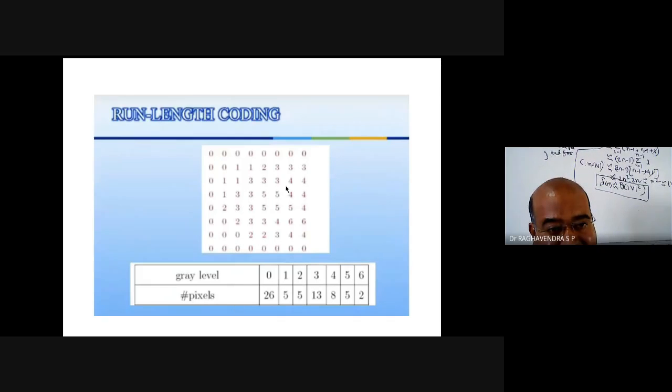You can see here there are 4 fives here, and there may be another 5 somewhere. Okay, here only 4 fives and another 5. So 5 is present 5 times. Next, 6 is present 2 times. So this is also another example for run length coding.